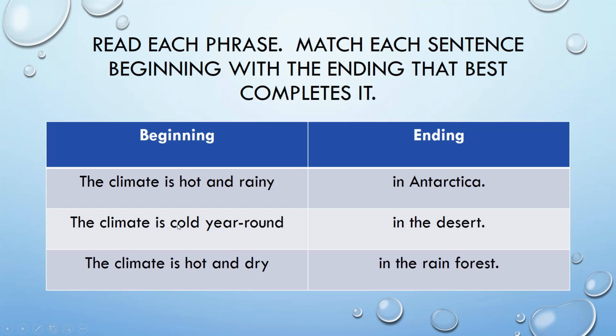The climate is cold year-round in Antarctica? In the desert? In Antarctica, right? It is always cold in Antarctica. There's ice everywhere and it is never warm. The climate is hot and dry in the desert, right? That's where our sand is. There's constant sun. It doesn't really rain. It's very dry.